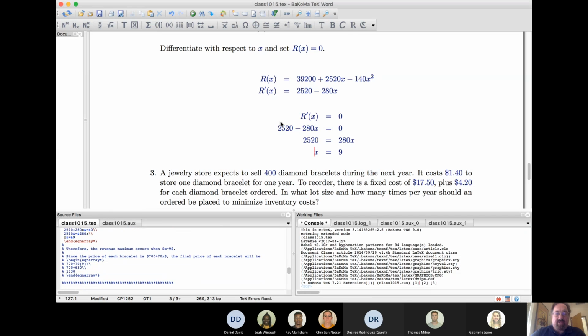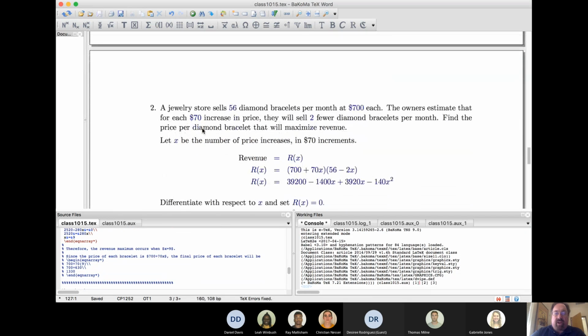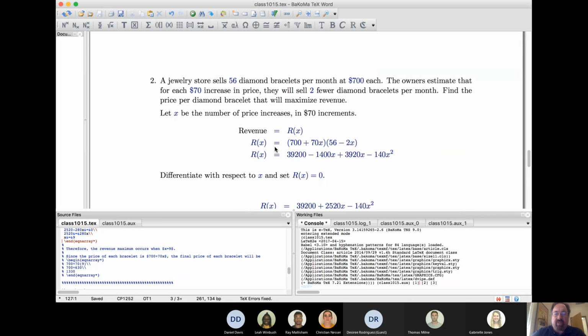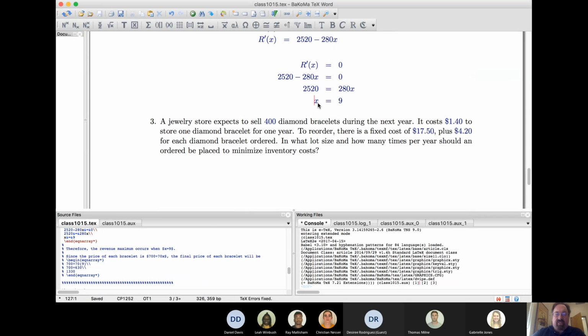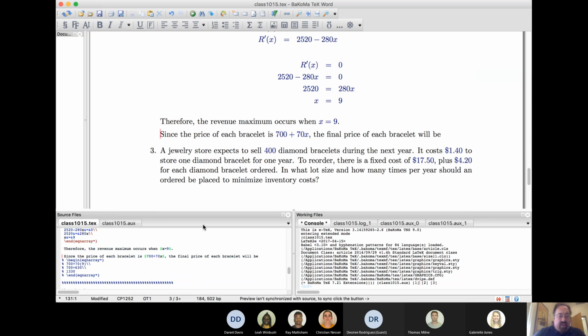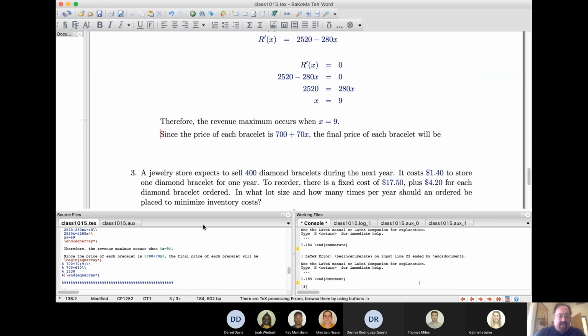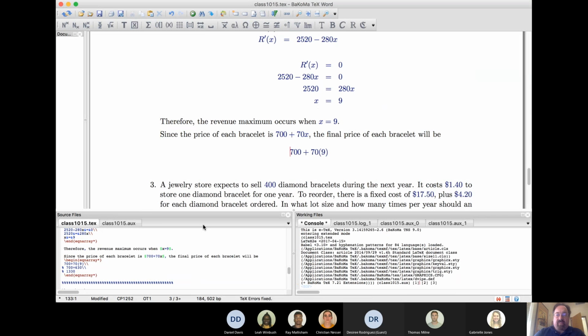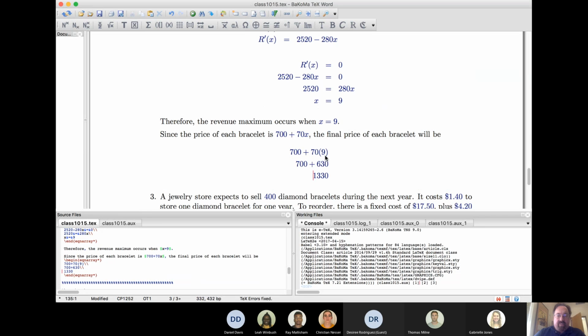So now, if we go back to what the problem is asking for, find the price per bracelet that will maximize revenue. Now we can take this number of price hikes and substitute that into the formula that we already had for the price. So the original 700 plus $70 per price hike. We just substitute 9 price hikes in here and work that out, and we get 1330 is the ideal combination.